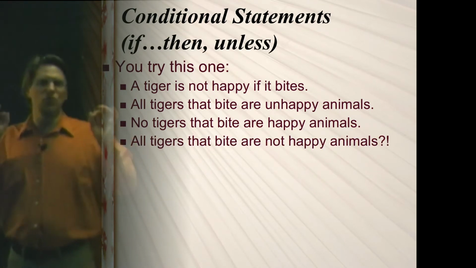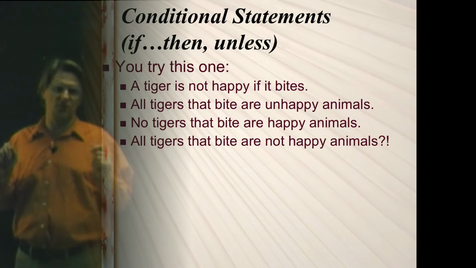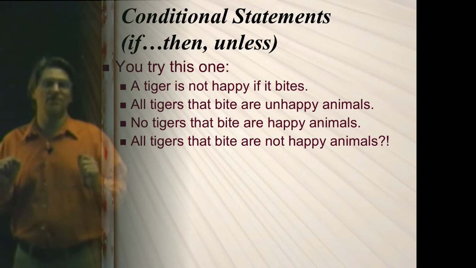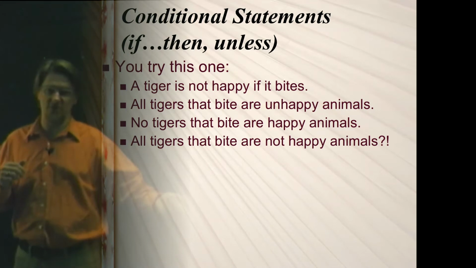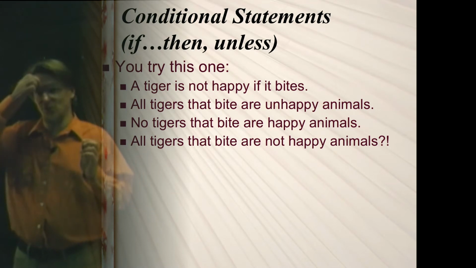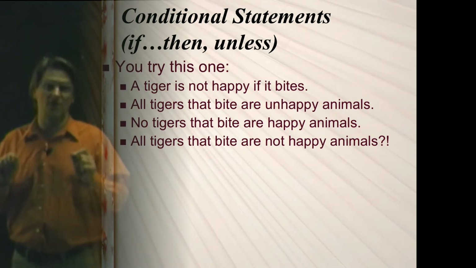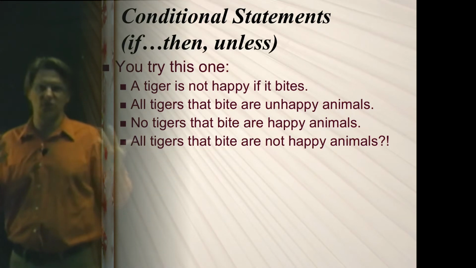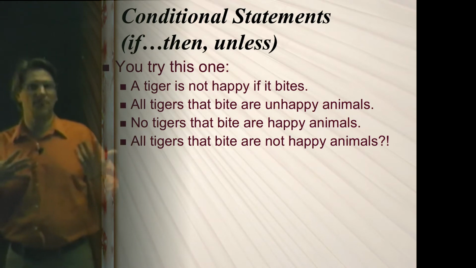Now, what you hopefully did avoid, this is really important, you need to avoid writing all tigers that bite are not happy animals, right? If you write this, of course, this is an example of the dreaded all are not. All tigers that bite are not happy animals has all as the quantifier and are not as the copula, and as you know, again, that's ambiguous.